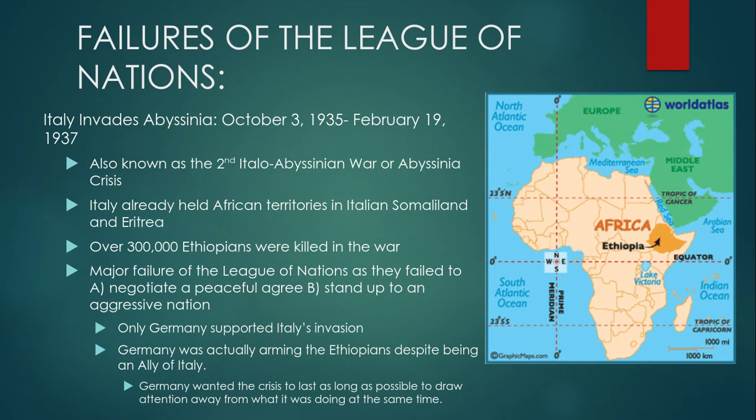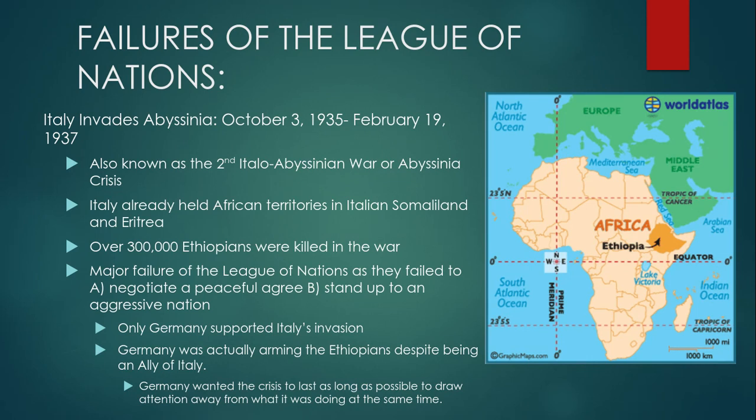So some of the failures of the League of Nations. Italy invading Abyssinia. So this happens in 1935. This is also known as the Second Italo-Abyssinian War, Abyssinian Crisis. Begins 1935, it lasts 8 months. Italy already held African territories in Italian Somaliland and Eritrea. Over 300,000 Ethiopians are killed in the war.